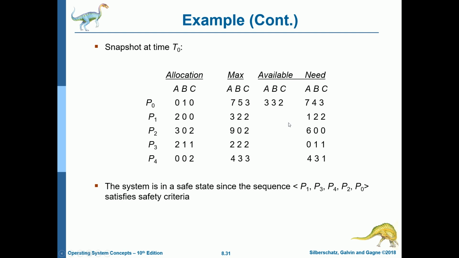Now, assuming that this was granted, what happens is this is finished. And so what we end up doing is deallocating the elements that were captured by process P1 back to our available. So in this case, we basically take this element right here and add it back to this available right here, which now becomes 5, 3, and 2.